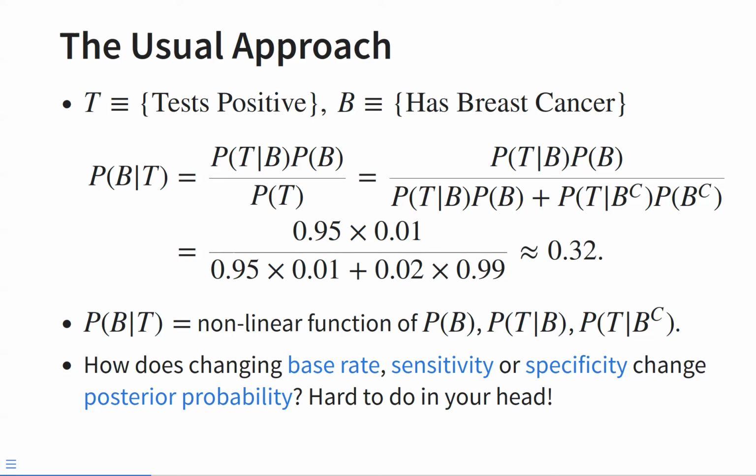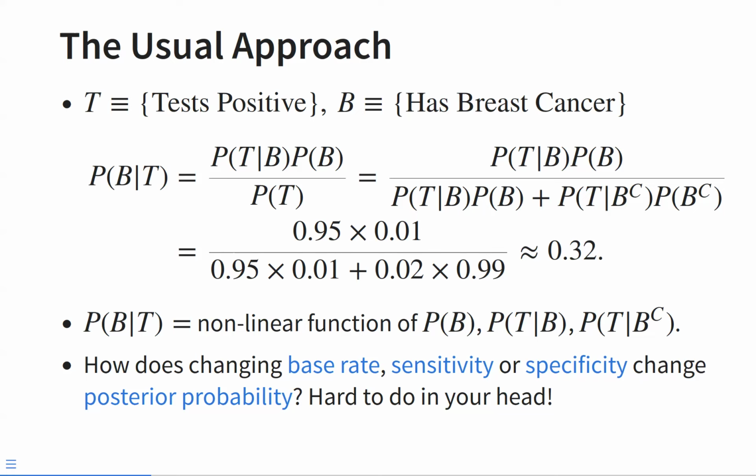And you can plug in all the numbers and you get a result of around 0.32, which many people find counterintuitive the first time they encounter it, because they say, look, this test is very accurate. Why would someone who tests positive be less than 50% likely to have the disease? And the answer is, well, the test is accurate, but the disease is actually really rare. So the base rate is quite small, and Bayes' theorem shows us how to do that.